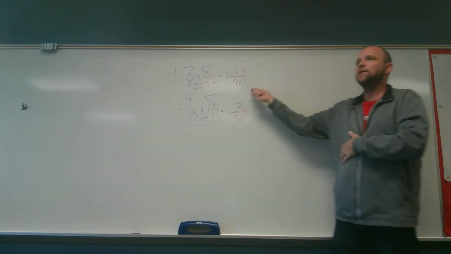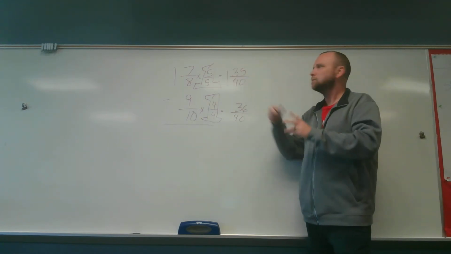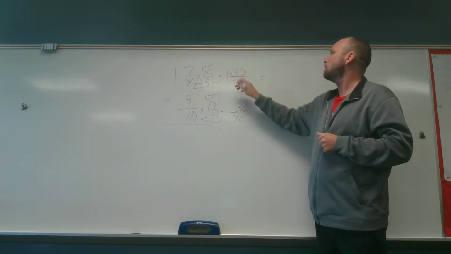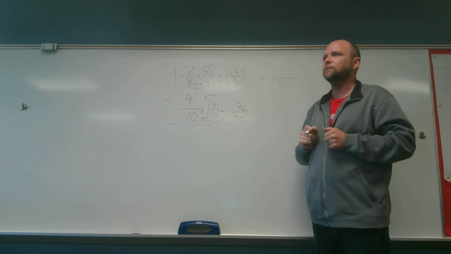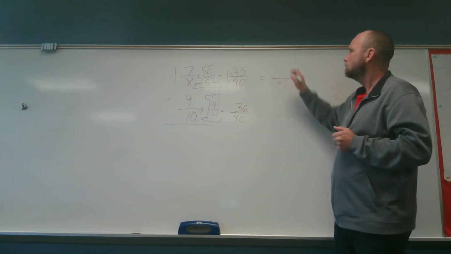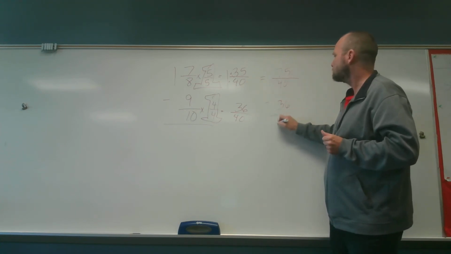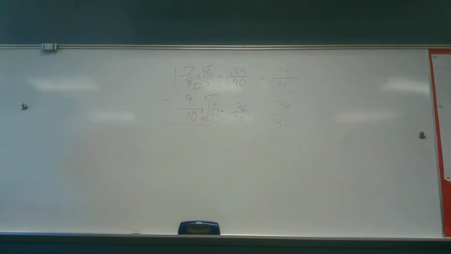Okay, right. We need to change this to an improper fraction. So an improper fraction, we multiply and then we add. And it's still going to stay over 40. So Ian, what's 40 times 1? 40. Plus 35. 75. So we have 75/40 subtract 36/40. Alize, what is my difference?